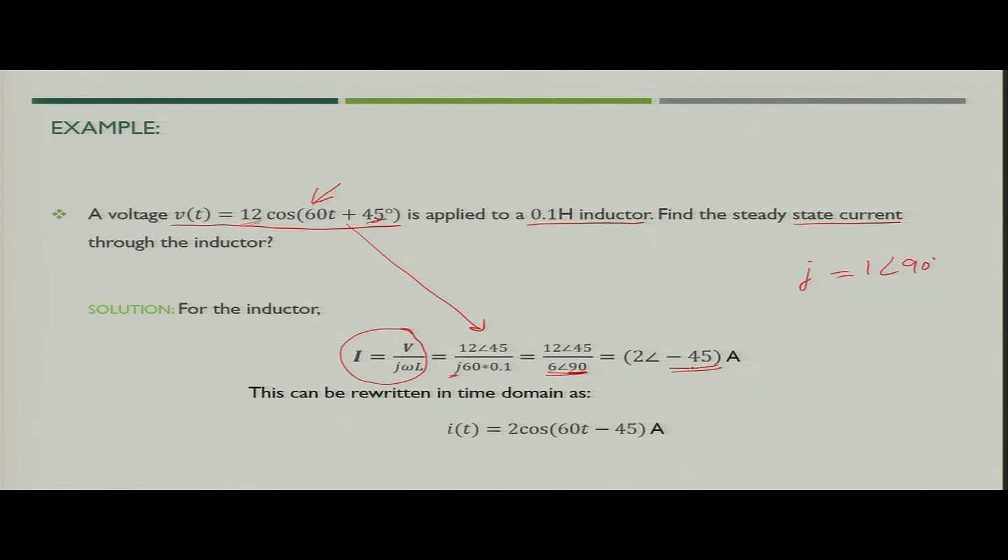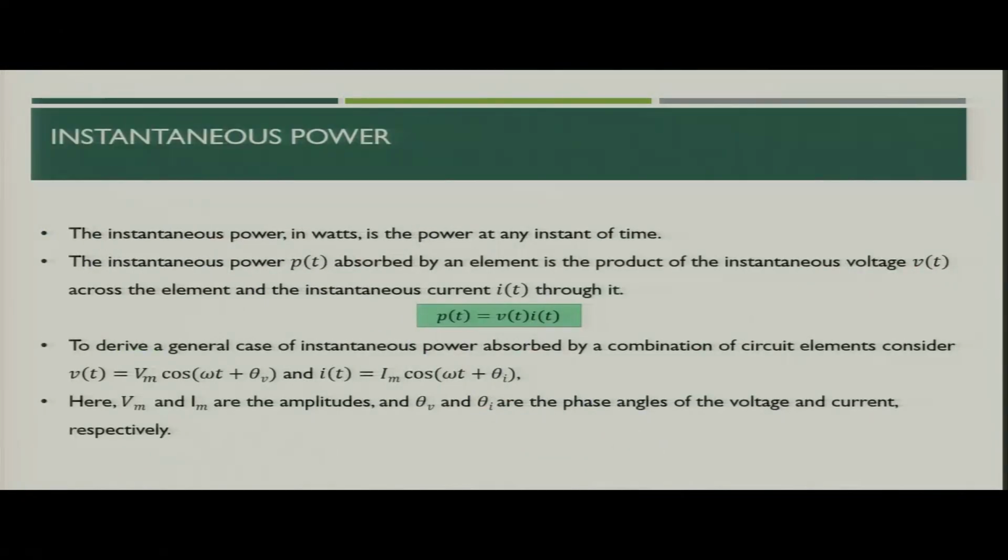So that would be the current value which we get from the inductor. If you are asked to write it in the time domain, you can simply write, since we know that i is equal to Im cos(omega t plus phi), that is the time domain representation of the current. Here Im is nothing but 2, which we just calculated, then omega t is nothing but 60t over here, and phi is minus 45 degree, ampere. So with this we can calculate the value of current in phasor domain as well as in time domain.